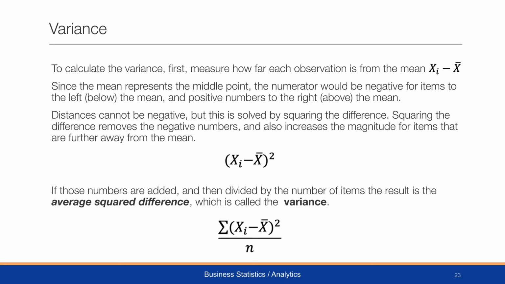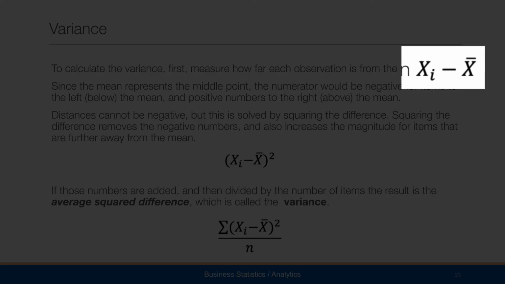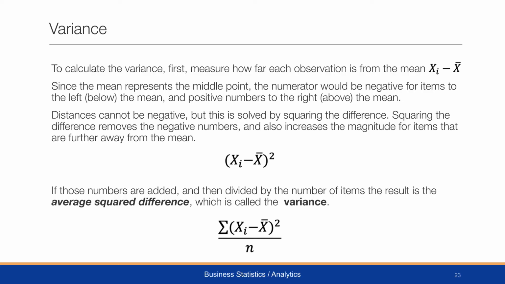To calculate the variance, first we have to measure how far each observation is from the mean. We're going to use our sample mean here as the center. So we know how to compute that average. We take each observation and subtract the mean from it. Now the problem is, since the mean represents the middle point, the numerator would be negative for items to the left below the mean, and positive for items to the right above the mean. Now when we say the numerator, it's going to be that formula down below. That xi minus x bar is what we're going to use.